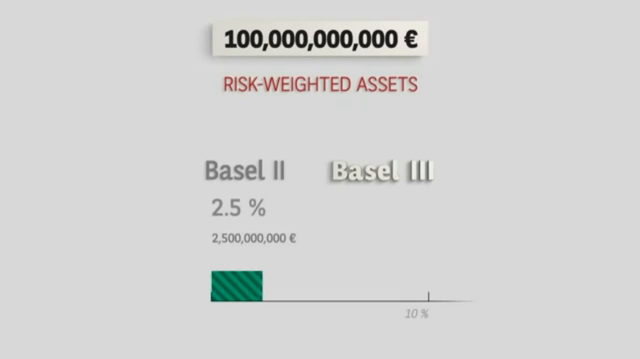Basel II told banks to set aside 2.5% on the risk-weighted assets, or 2.5 billion in this case. Basel III is using the same concepts, but imposes not 2.5%, but 7%, or even more, depending on the nature of the activities and the type of bank. This was the first axis, leading to a considerable increase in the required capital for banks.